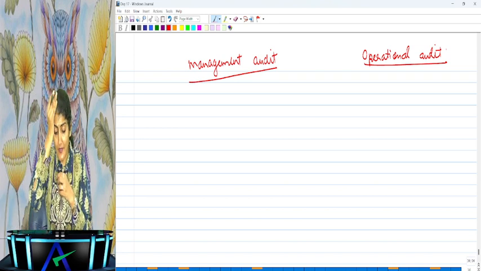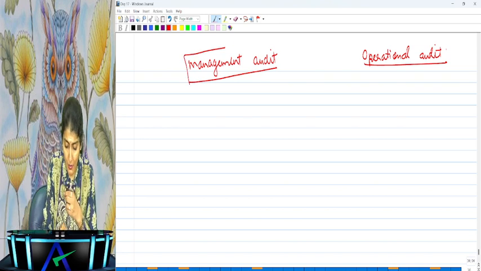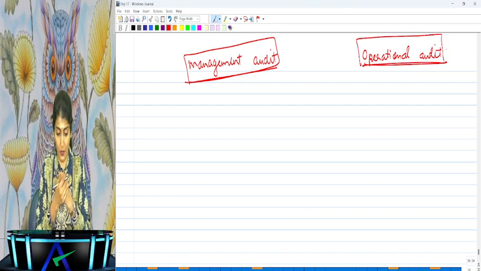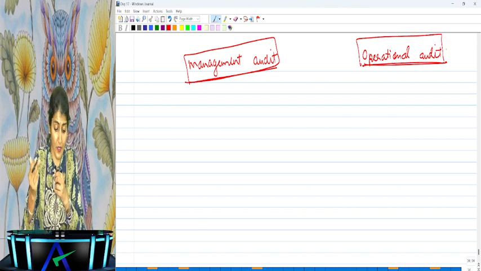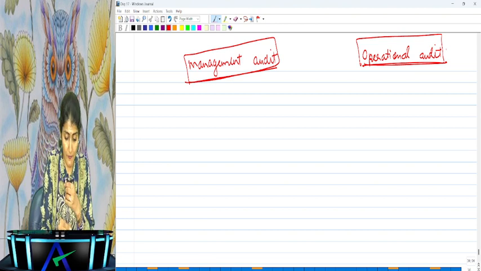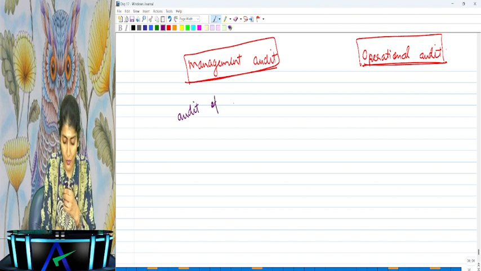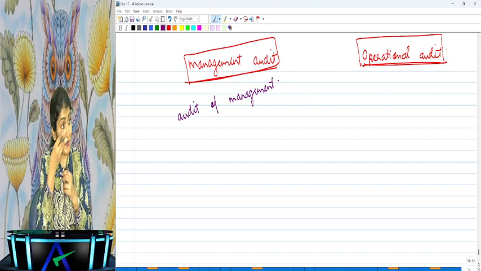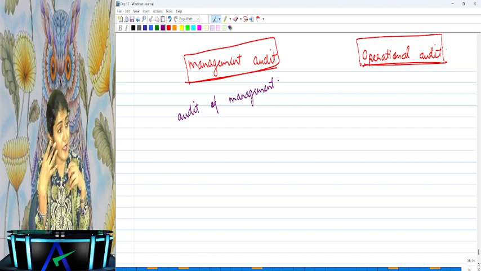Right, so now let's look into these two terms, which are called the management audit and the operational audit. Management audit means you are doing an audit of the management. In very simple language, you are doing an audit of the management. To manage means to do what? You say you are a manager, and they say he is a manager over there. So what does manage mean exactly? What do you do?